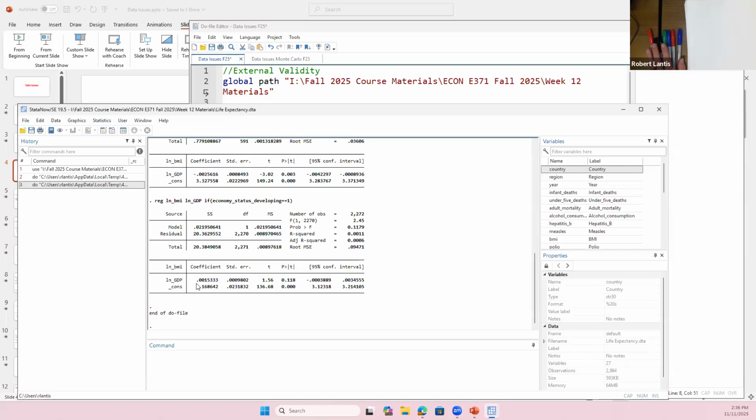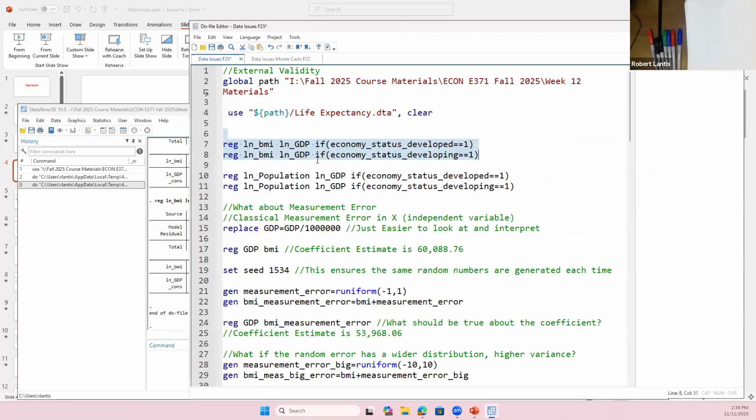Even if I had a bunch of controls, no omitted variable bias concern, I've identified the correct specification, maybe the log was the correct specification, I've eliminated internal validity concerns, I still have to worry about the fact that I have different settings or different populations here. So that's as simple as what threats to external validity would be.